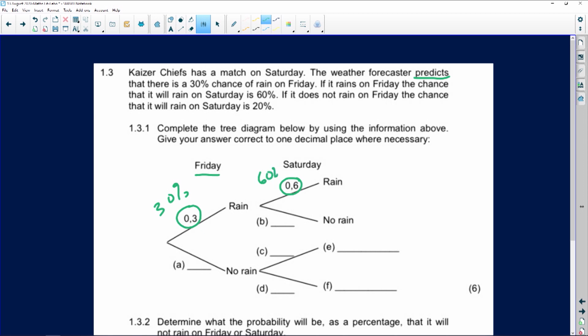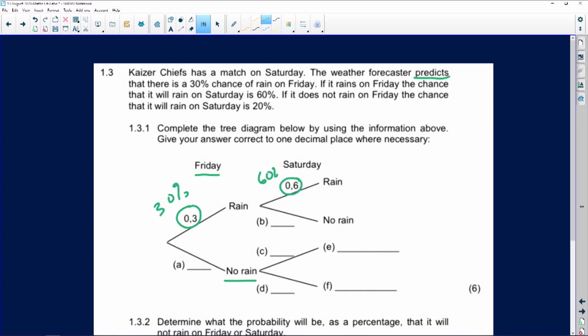If it does not rain on Friday, the chance that it will rain on Saturday then becomes 20%. Okay, so let's read that again. If it does not rain on Friday, the chance that it will rain on Saturday is then 20%. So we've got that. And it says to fill that in, 3 marks, ne?